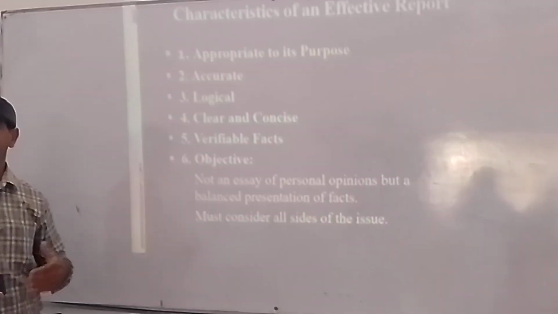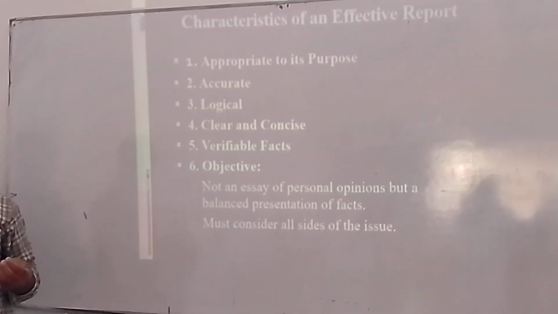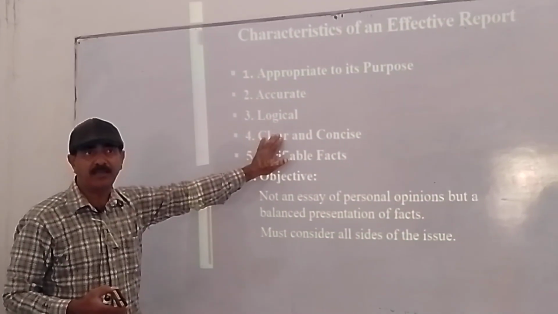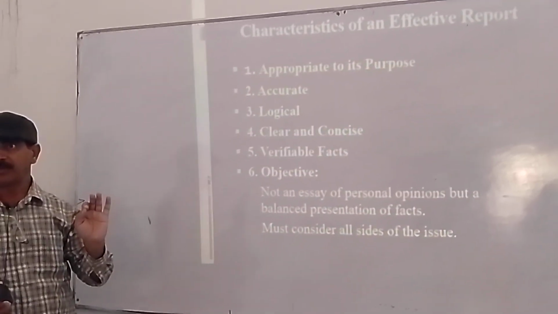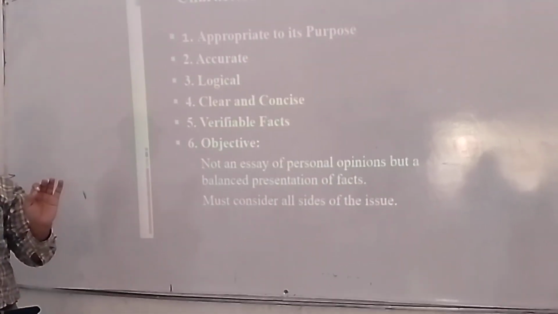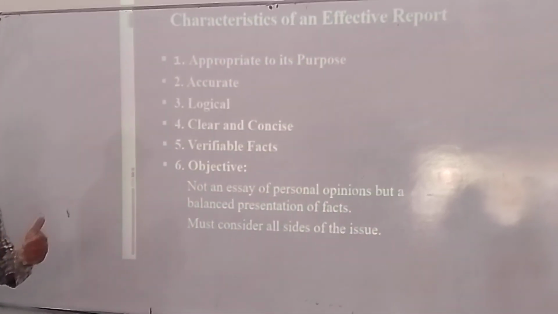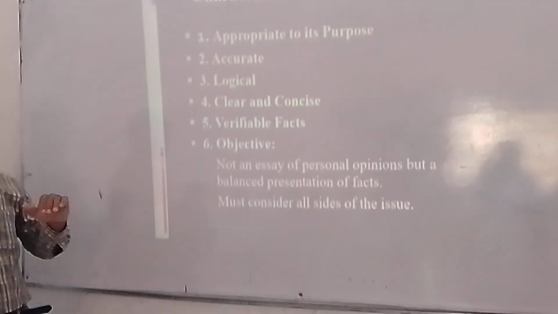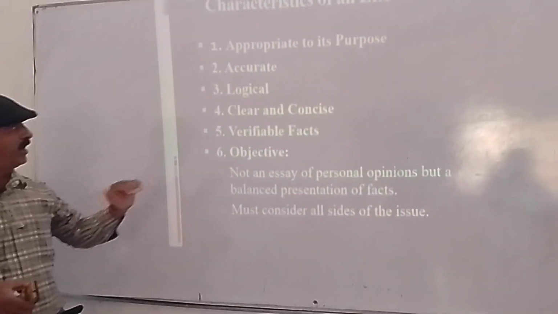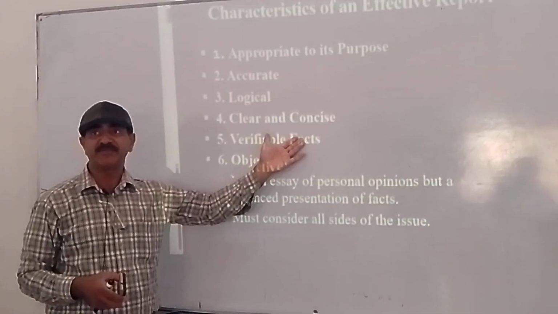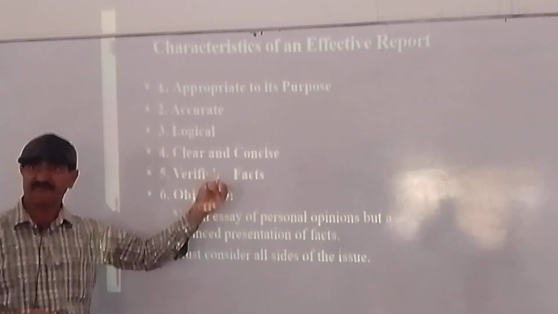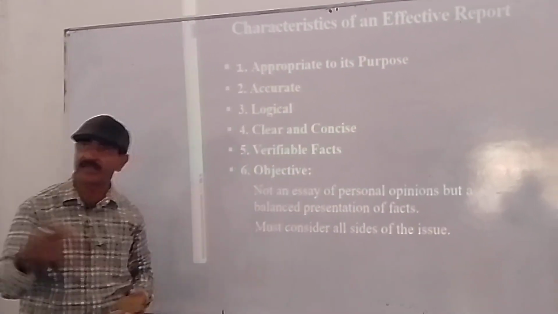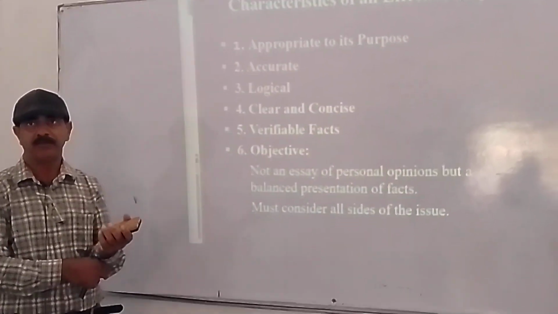Accurate. What does accurate mean? It should be correct. Accurate means it should be correct. It should be right. Clear? Logical means sensible. Clear? It should appeal to your mind. Clear and concise. It must be clear, transparent, and it must be concise, meaning short, brief. Clear? It should not be like an essay. When I ask you to write a report, you start writing an essay in 2 pages. No, not at all. Clear?